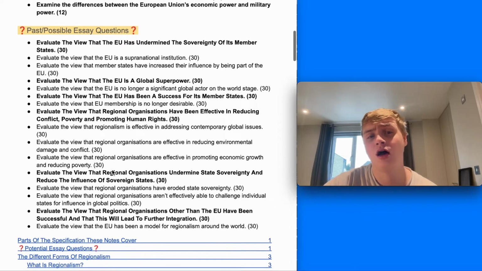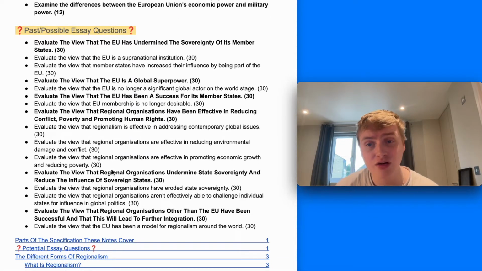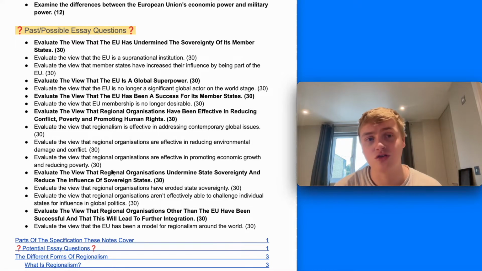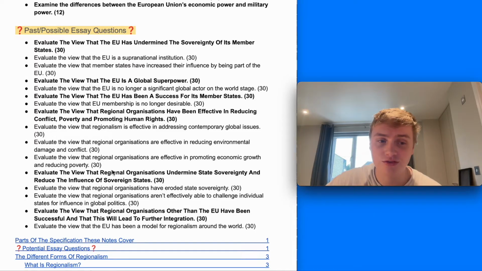Exactly the same applies to these 30 markers. So understanding regionalism is going to be really important to being able to answer them. But of course, you're going to need to bring in some more specific detail from the future videos and the content on the different regional organisations, including the EU, but also ASEAN, the African Union, the Arab League as well, that we're going to cover in future videos.